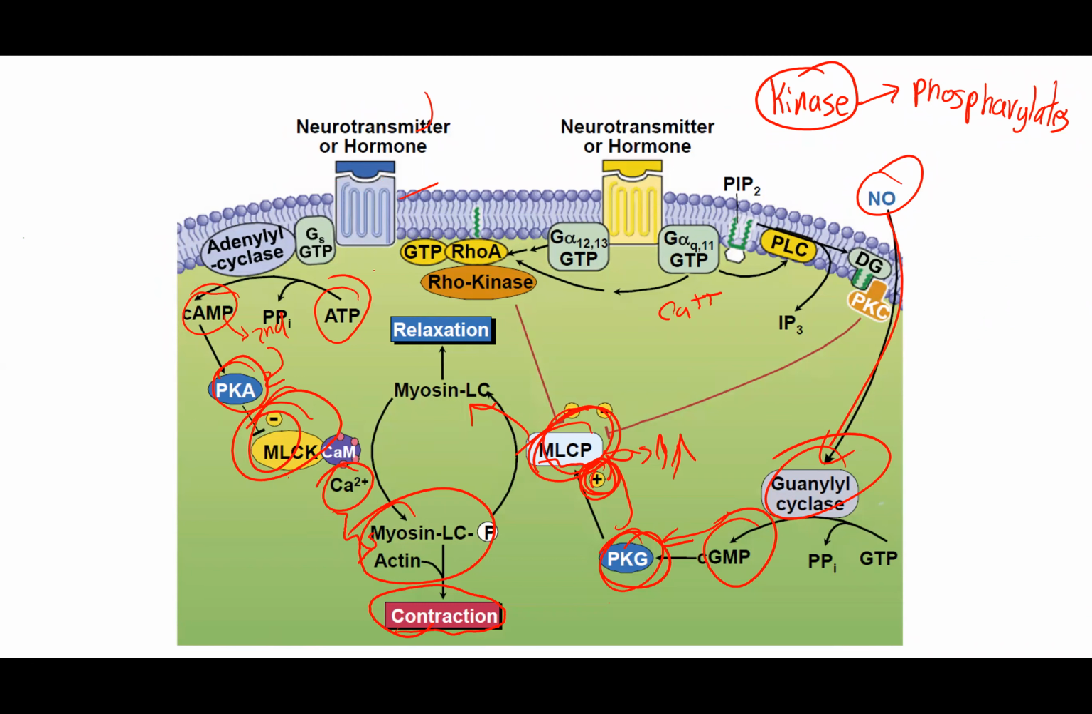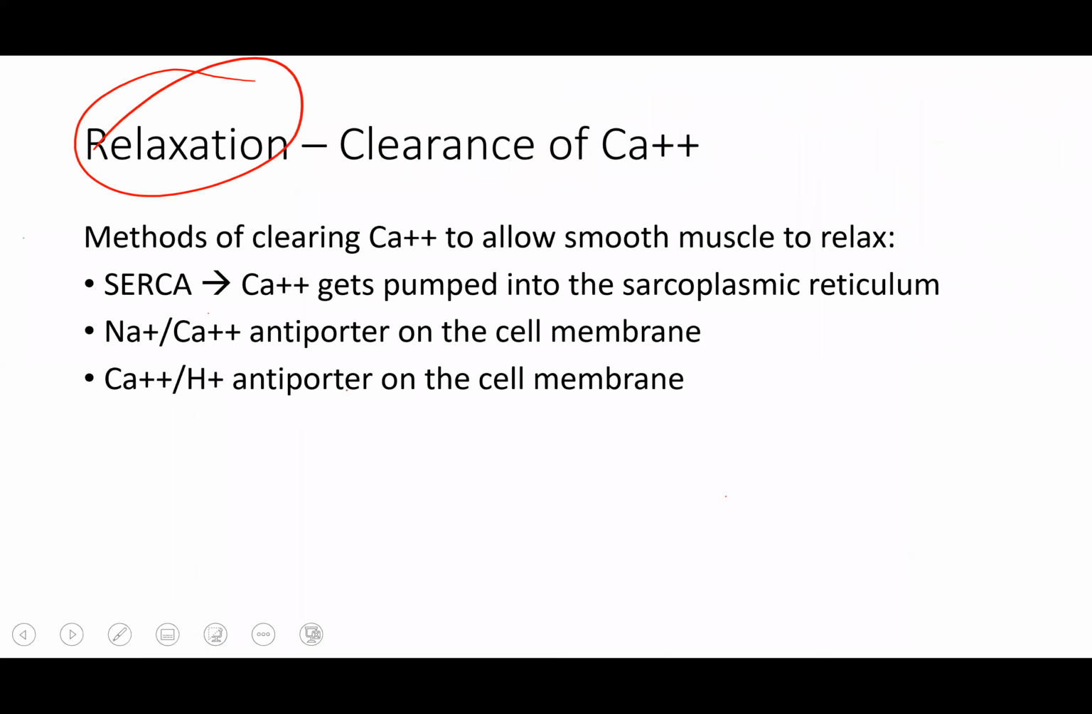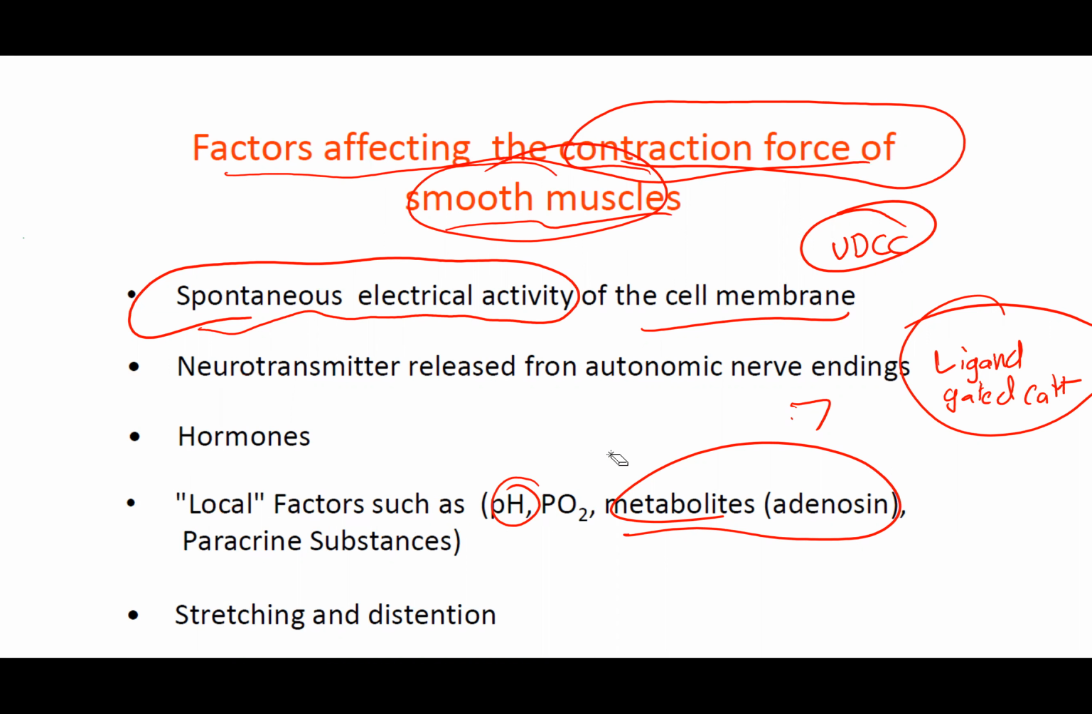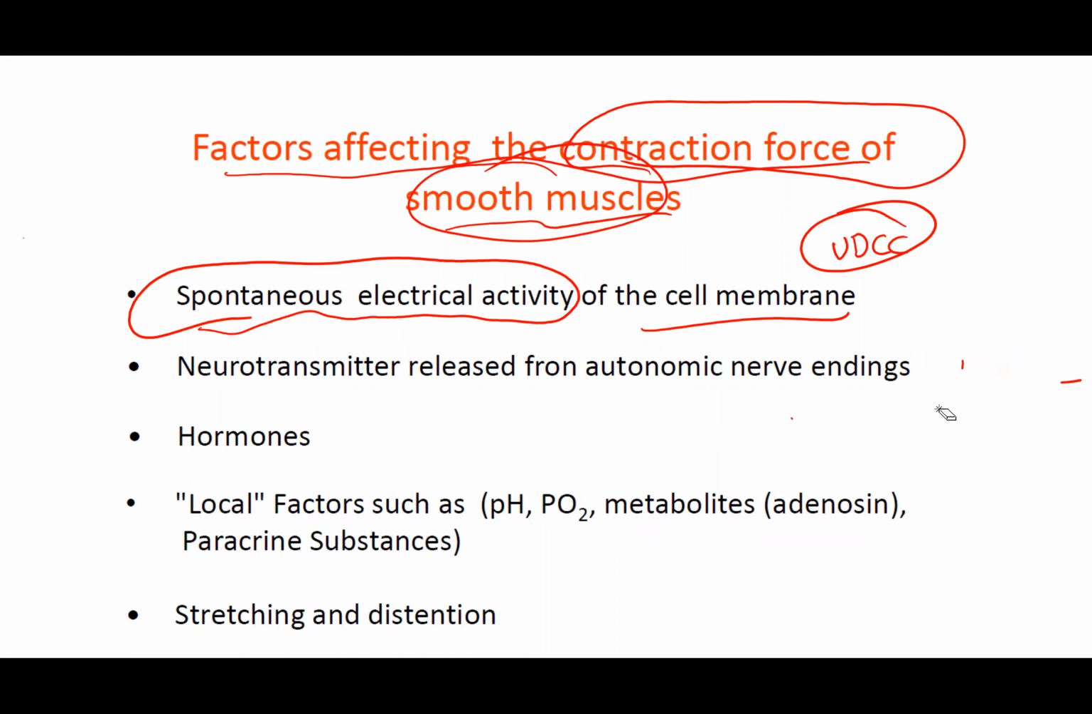For example, there's another channel that binds, say, adenosine or CO2, something like that. This does the exact same thing. It goes through the exact same cycle, resulting in modulation of one of these things. These are just methods in which smooth muscle contraction is modified. This is just a summary of what we just talked about, but in different ways. And obviously stretch and distension.